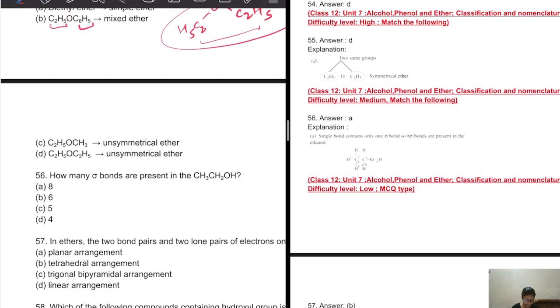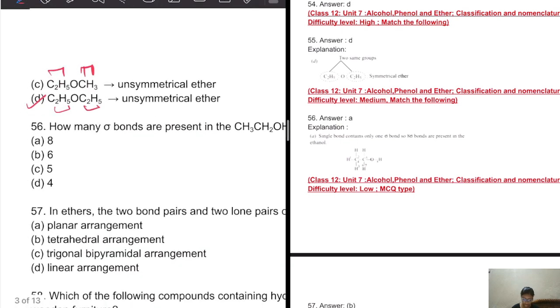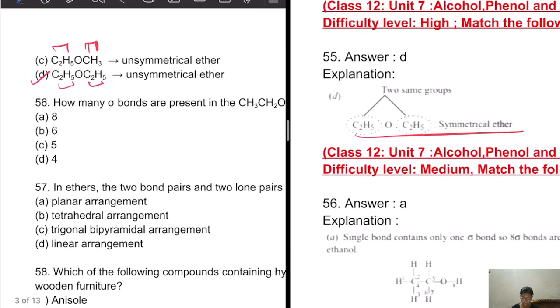This is an unsymmetrical ether. This is also correct because this is C2H5 and this is CH3. Now what is given next? C2H5 O C2H5. See, this is a symmetrical ether, not unsymmetrical ether. Okay, so the correct answer would be D. They have same groups. Okay, see, these have the same two groups.